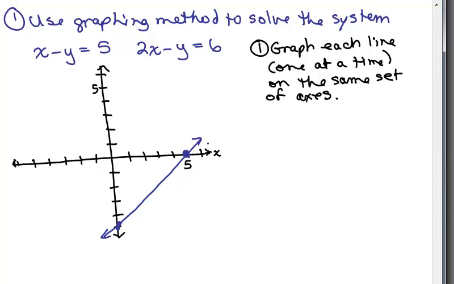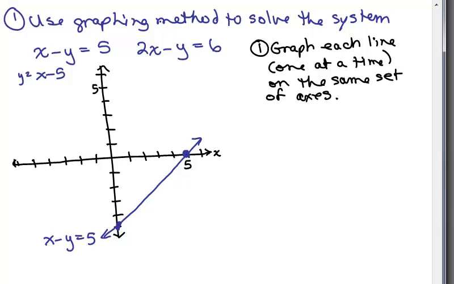Now you may have solved this differently. You may have written y equals x minus 5 after you solve for y, graphed the y-intercept, did the slope of 1, you would get exactly the same graph. So this is the graph, x minus y equals 5, right here.